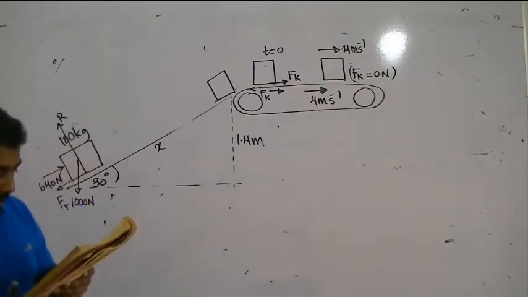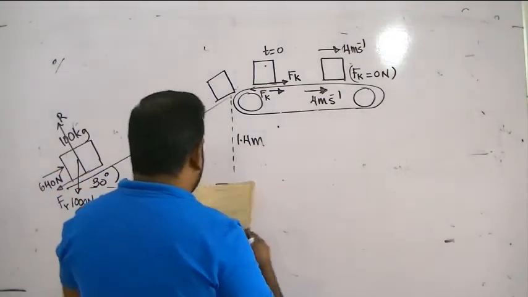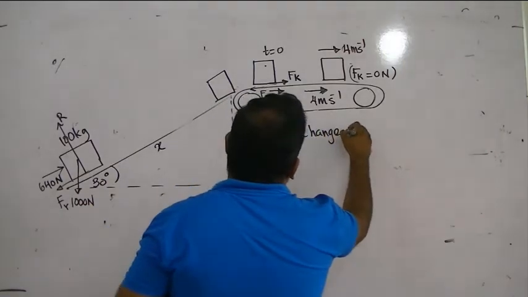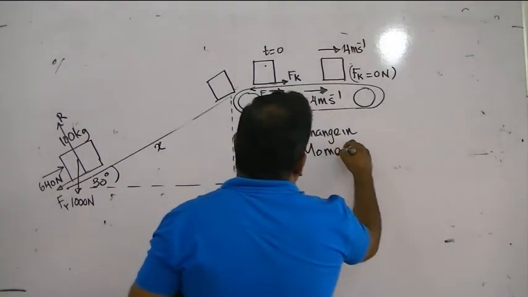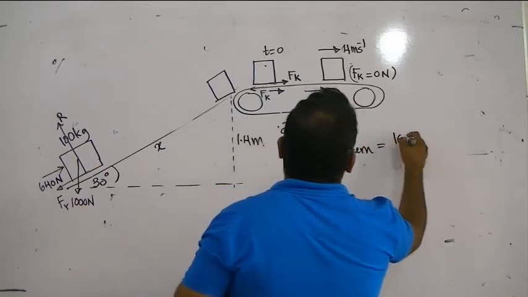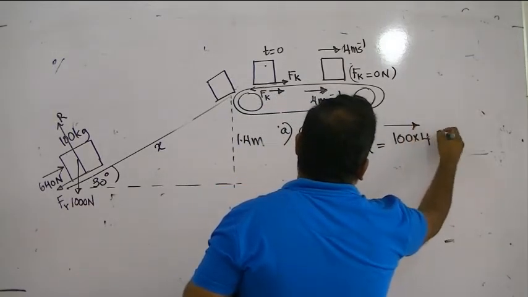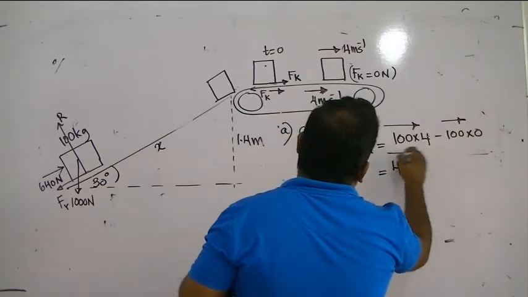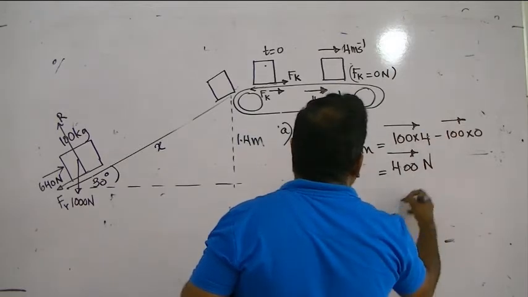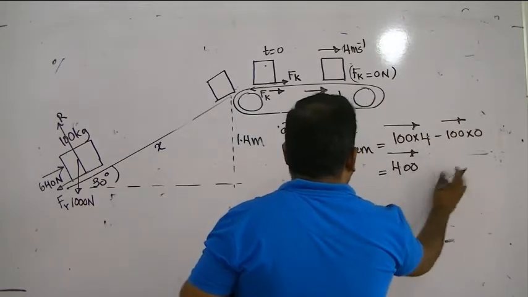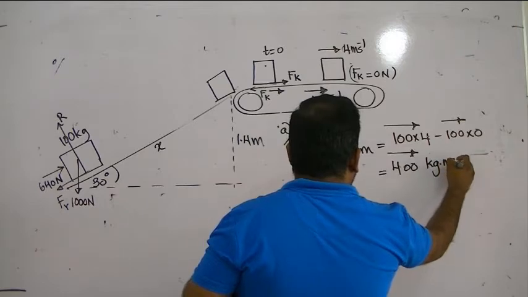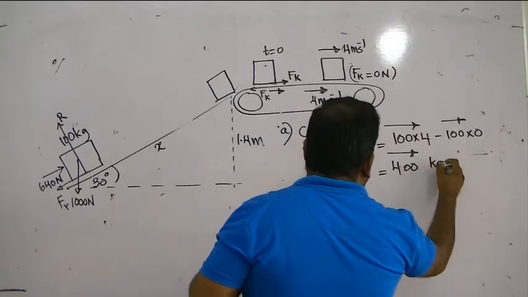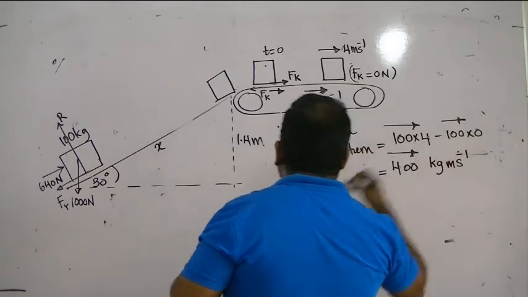Right. They are asking what's the change in momentum of the box. Change in momentum is final momentum minus initial momentum. 100 times 4 final, initial is 100 times 0. So the momentum change is 400 newton seconds, or you can put kg m s^-1.